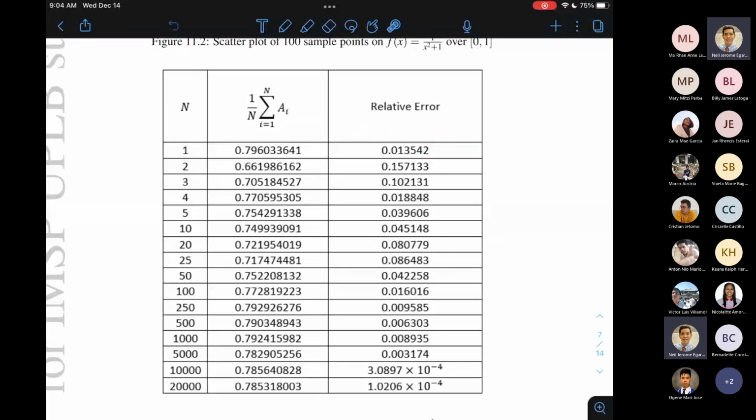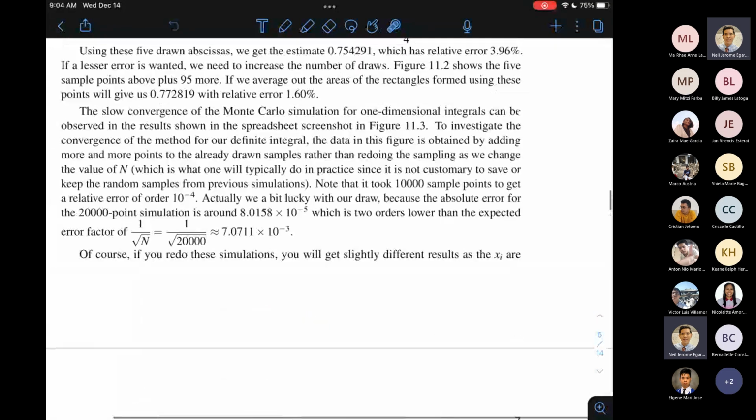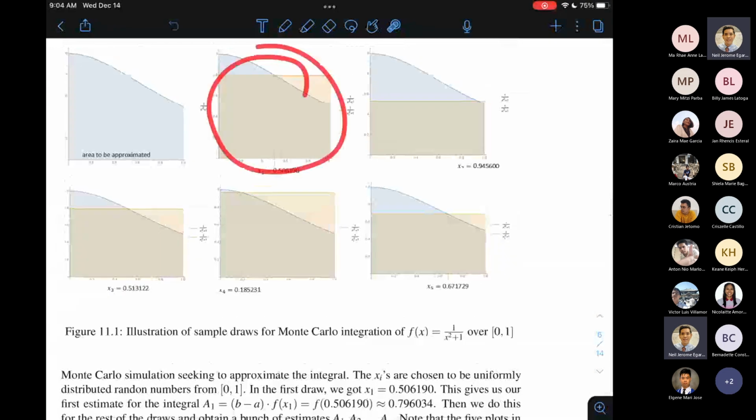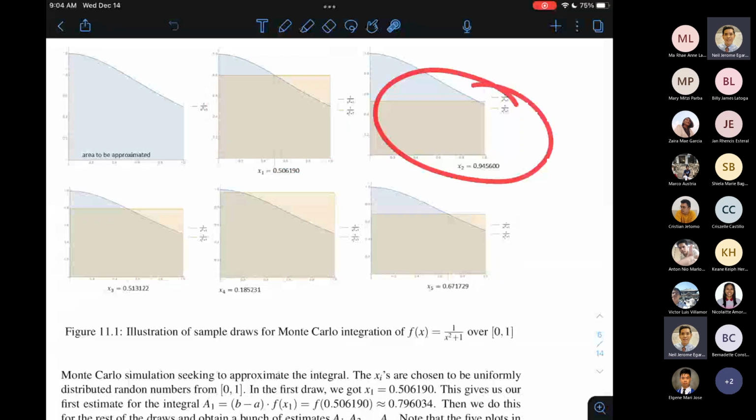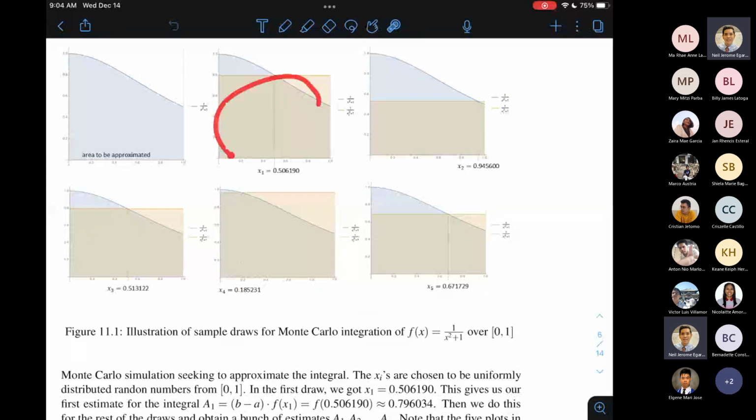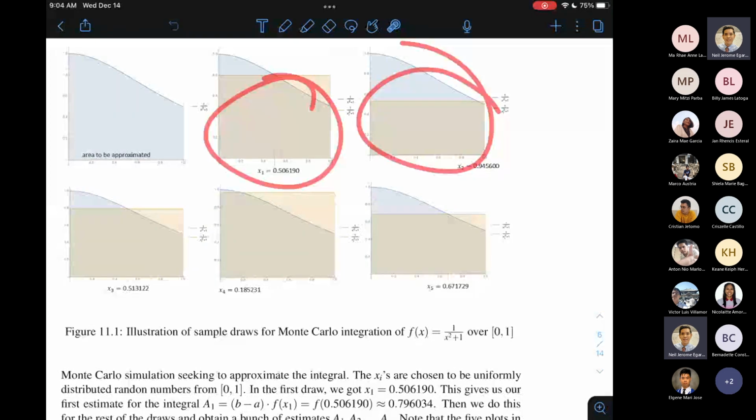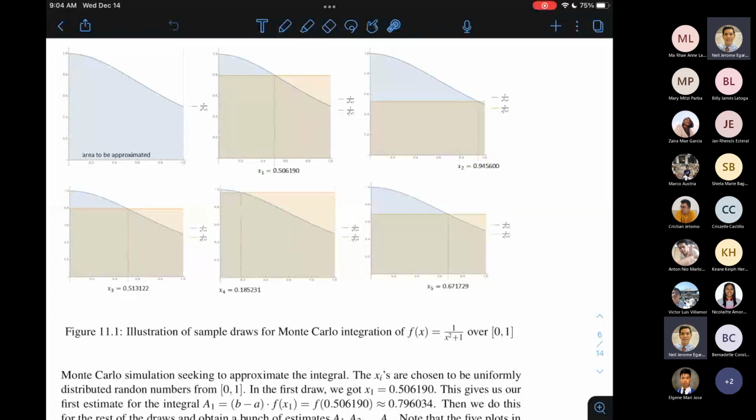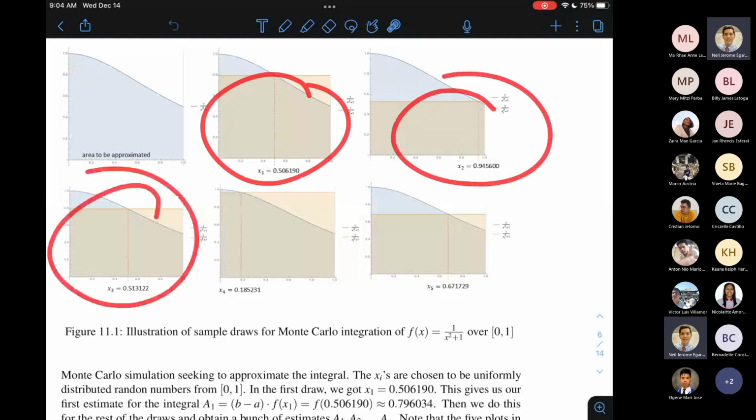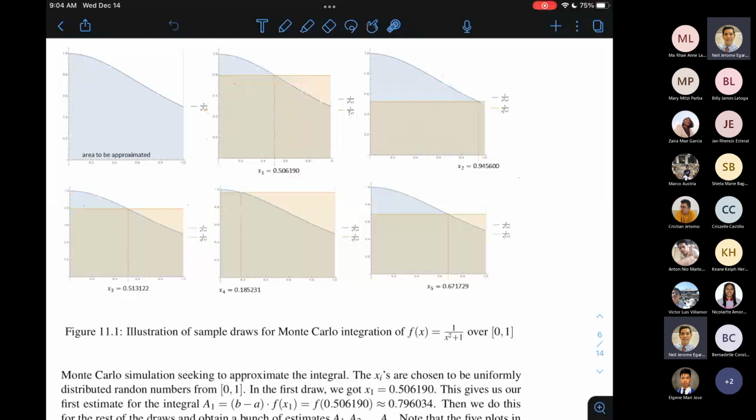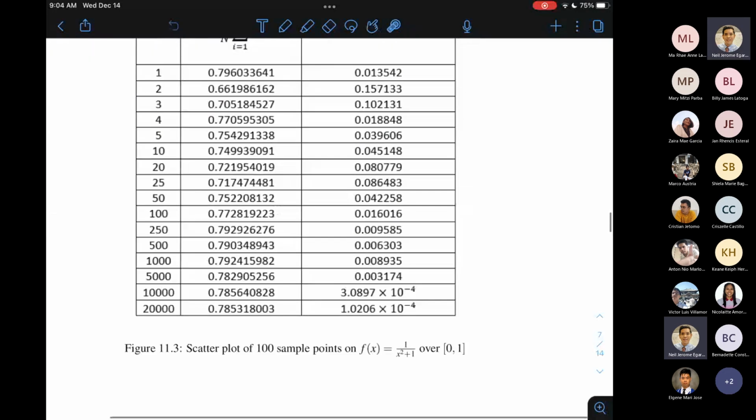Tapos pag sinama ko na si x sub 2, 15% yung error, medyo lumaki. Sinama ko si x sub 3, so ganito ko siya ginawa. Kunwari si x sub 1 muna, ito yung n equals 1. Tapos yung n equals 2, si x sub 1 at saka si x sub 2, kinuha ko yung average nila. Sa n equals 3, si x1, si x2, at saka si x3, kinuha ko yung average nila, and so on. Yun yung nandito sa table na to.